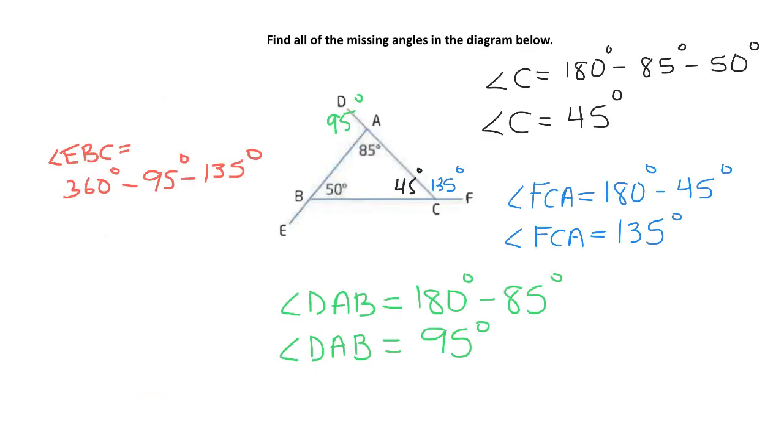So just to change it up, I've decided to take my exterior angles of 95 degrees and 135 degrees and subtract them out from 360 degrees. Again, if you choose to use the supplementary angle method, you're still going to get the exact same answer. So if you perform that subtraction, you should get an answer of 130 degrees. So that is our final exterior angle, and we've found all of the missing angles from the diagram.